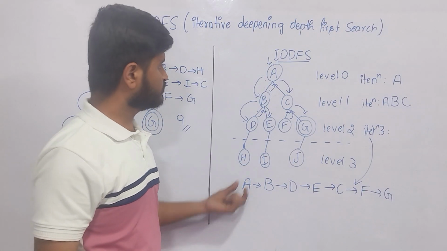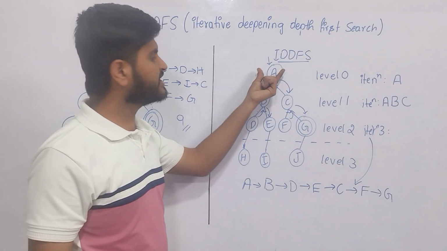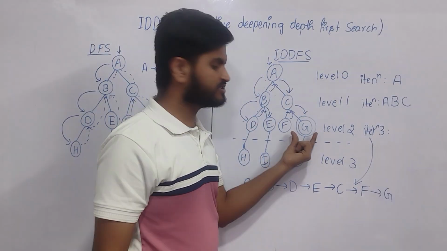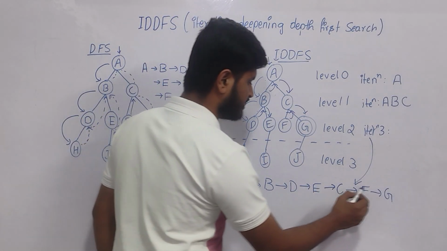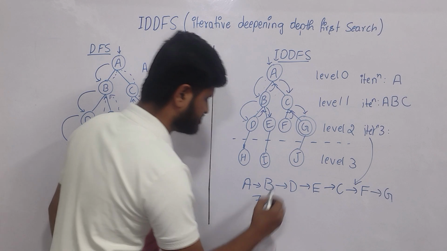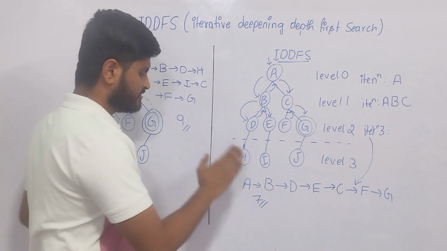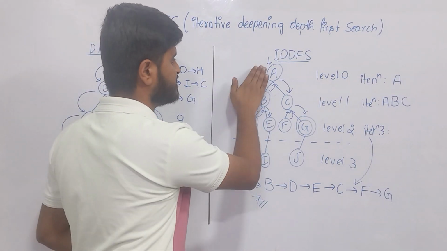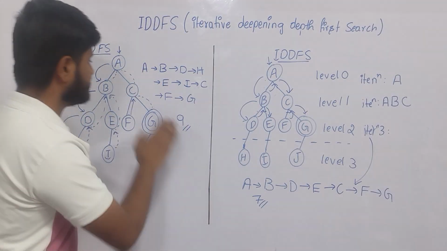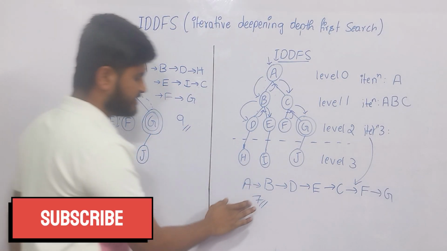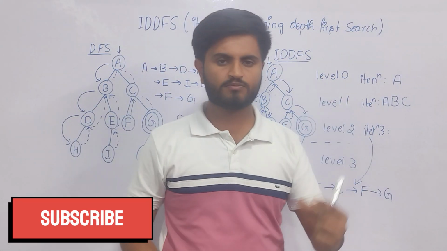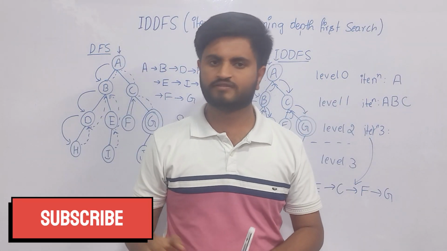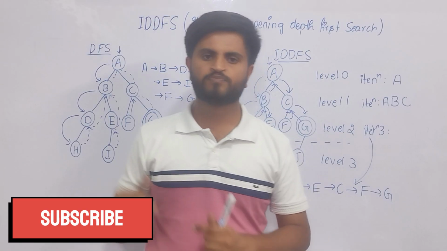How many nodes did we travel from the initial or the root node towards the final or the goal state? So 1, 2, 3, 4, 5, 6, 7. So 7 states or 7 nodes we used to travel from the initial to the final node. Here in DFS we used 9 nodes. Here in the IDDFS we used 7 nodes. So this gives the optimal solution and also decreases the time complexity of the problem.